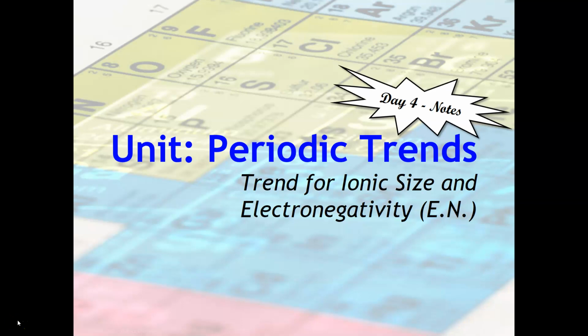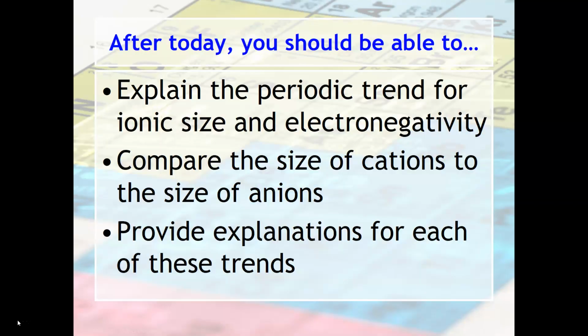Well, you made it. It's our last video on periodic trends. This video is about the trend for ionic size and electronegativity. After this video, you should be able to explain the trend for ionic size and electronegativity, compare the size of cations to the size of anions, and provide explanations for each of these trends.